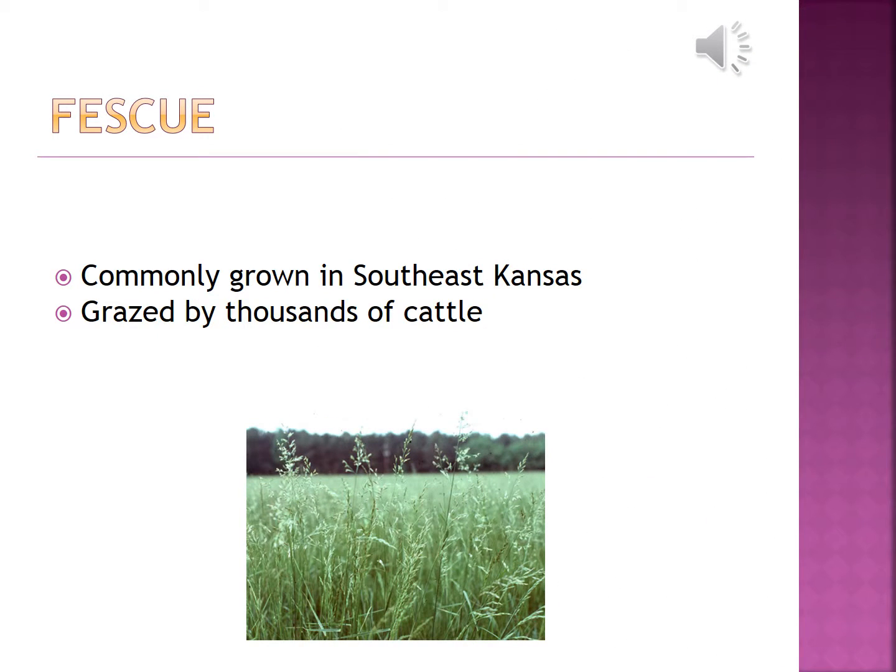First of all, I'm going to tell you what fescue is. Fescue is a grass that is commonly grown in southeast Kansas and grazed by thousands of cattle. Fescue seed is sometimes harvested, and it is also baled into hay.